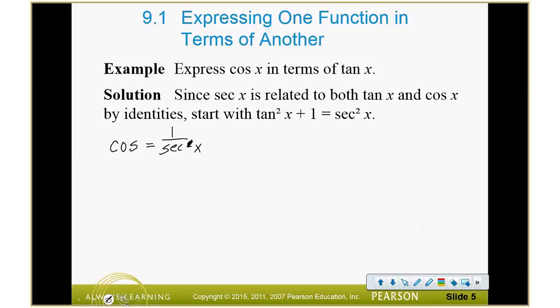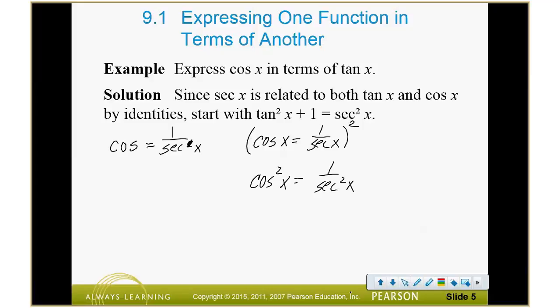I would have said cosine of x is equal to 1 over the secant of x. That's what I would have done. And then I would have squared both sides. Cosine squared of x is equal to 1 squared over secant squared of x. That's the way I would have done it. And then, what is 1 over secant squared?